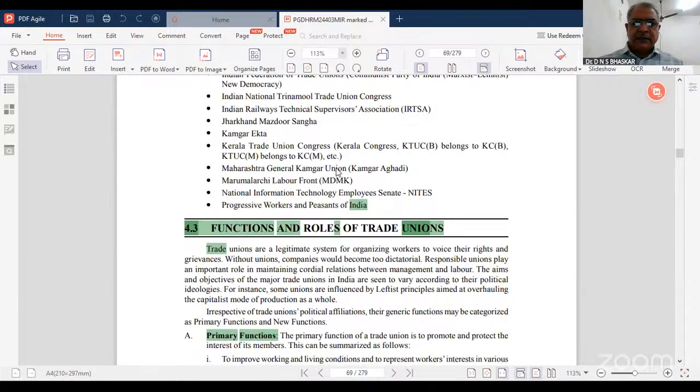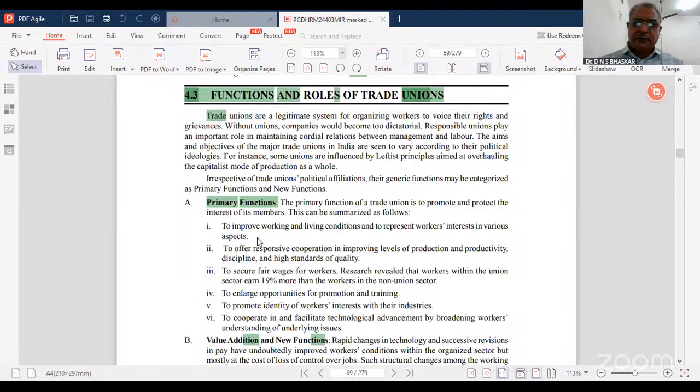What are the functions and roles of the trade union? This is the major important question associated with this particular block. Trade unions have a primary function, as I told you, which is to manage and mitigate the problems.